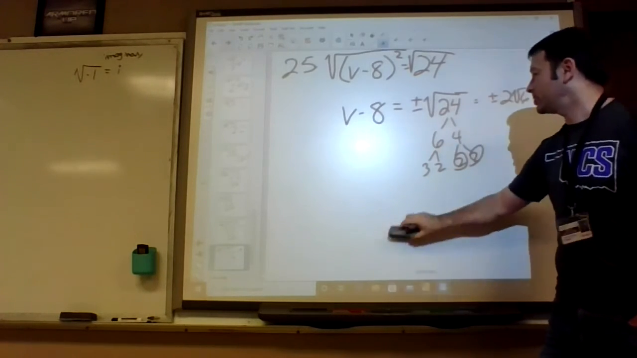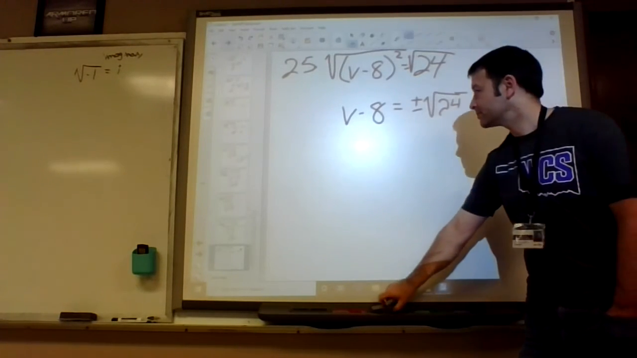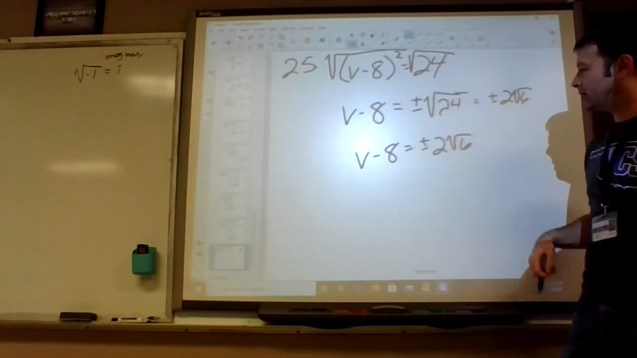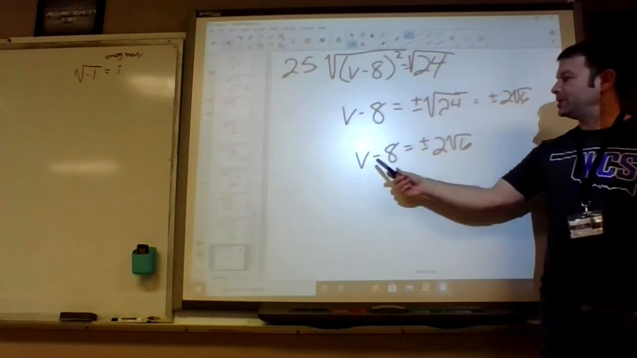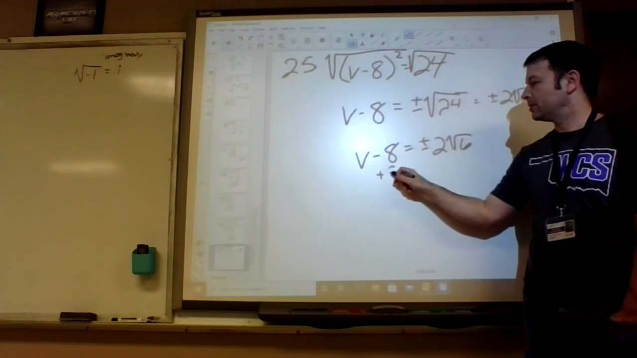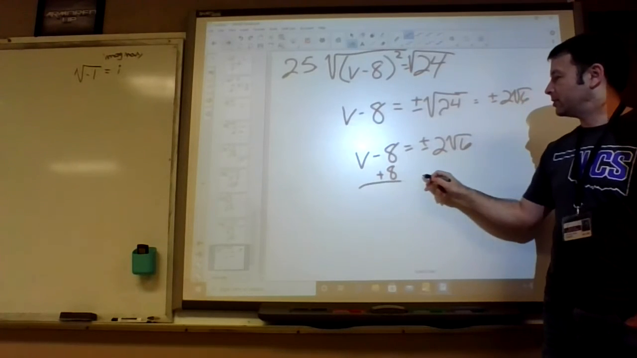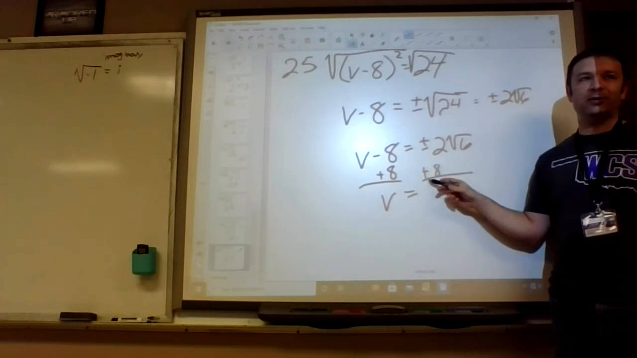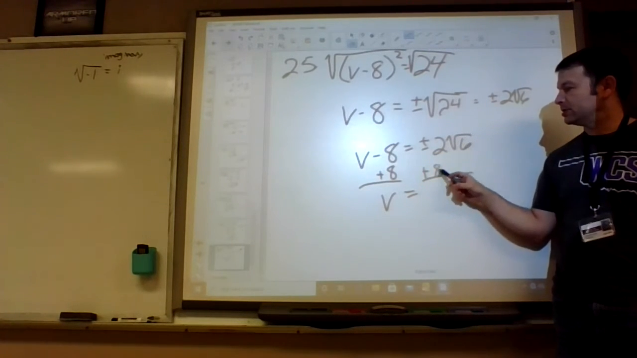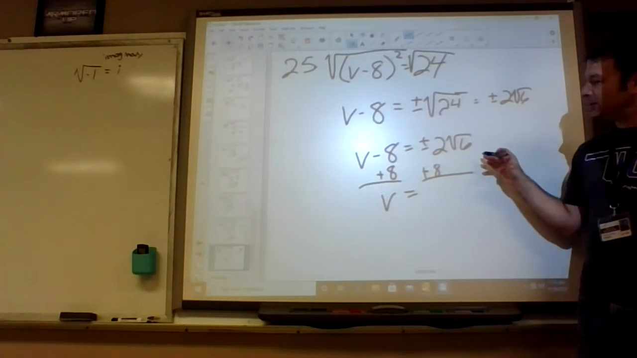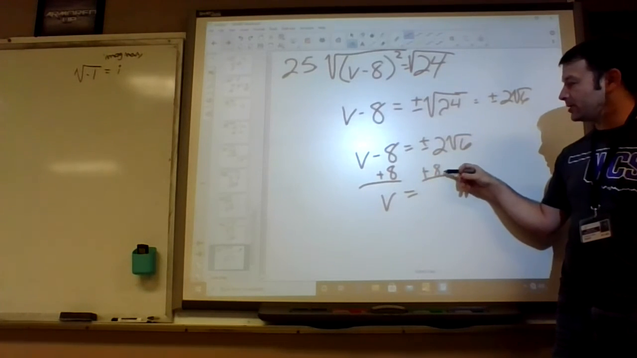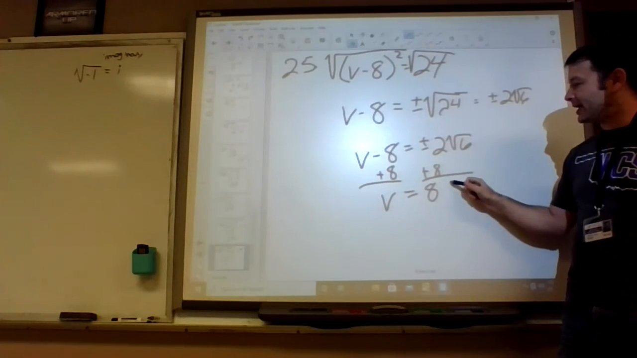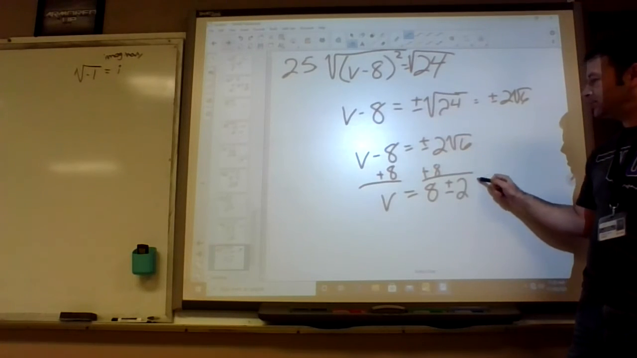Okay, so here's what I'm going to do. I got v minus 8 equals that. I'm just trying to solve for v, so what do I need to do with the 8? Add it to get rid of it. Okay, do these things add together nicely? No. Square roots, normal, no. Some weird decimal, so we can't do it. So I'm not really going to add them together, I'm just going to leave it. I'm going to write it as 8 plus or minus 2 square root of 6.